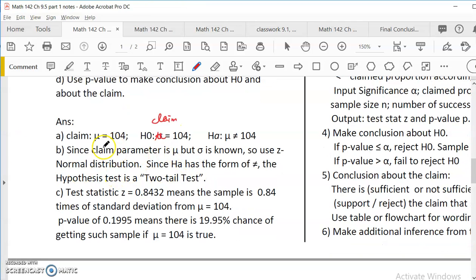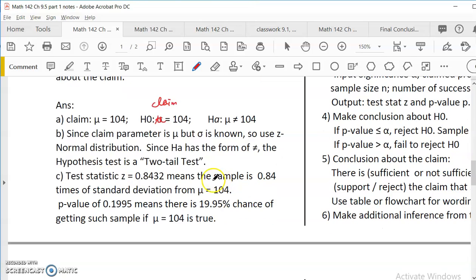The second thing is to look at what we are testing. We're testing mu, and sigma is known, so we use the normal distribution. And because the alternative hypothesis has the form of not equal, the hypothesis test is called a two-tailed test.